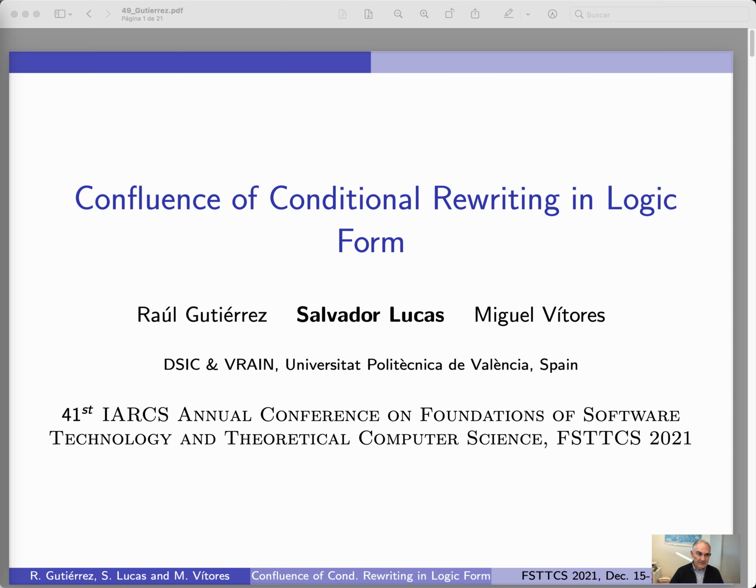In this work, we explore the use of logic-based modeling, reasoning, and satisfiability techniques to prove confluence of conditional term rewriting systems. This is a joint work with Raúl Gutiérrez and Miguel Vítores.